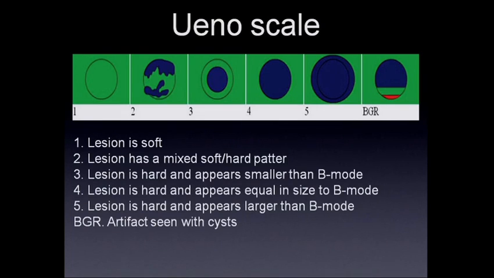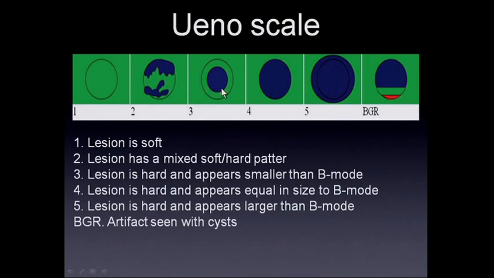There's another scale, the Ueno scale, which has been suggested using a color scheme where red is soft and blue is hard. You can classify the lesion similar to BI-RADS on a 5-point scale. So 1, the lesion is soft, meaning it is mostly green or red. A 2, the lesion has a mixed soft and hard pattern.